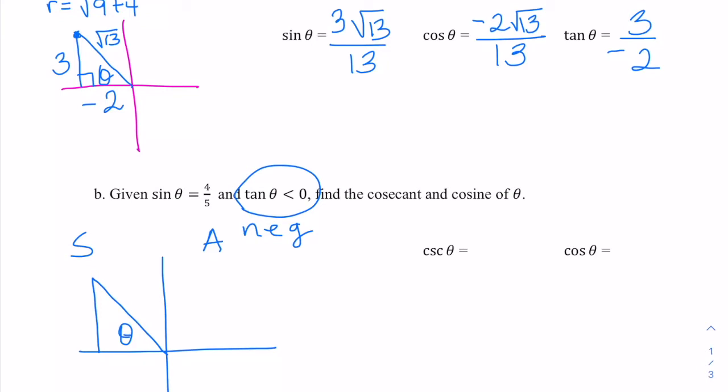So we know that this is going to be 4, this is 5, and then you can see really quickly that this will be 3, 4, 5. And the cosine, remember, it's going to be negative. The cosecant is just the reciprocal of sine, so that's easy. That's just 5 over 4. And the cosine, well, that's going to be -3, the x, over the radius. So -3/5.